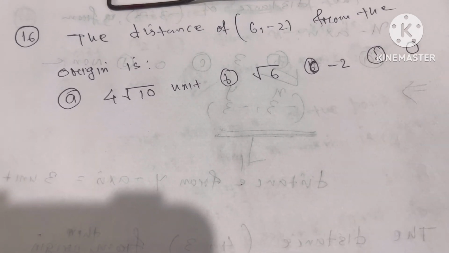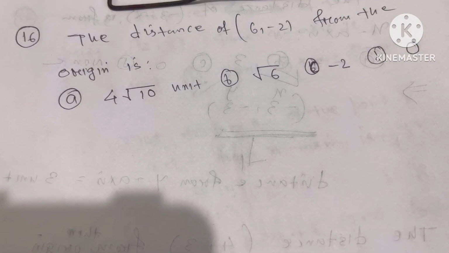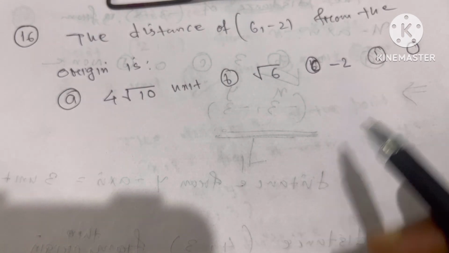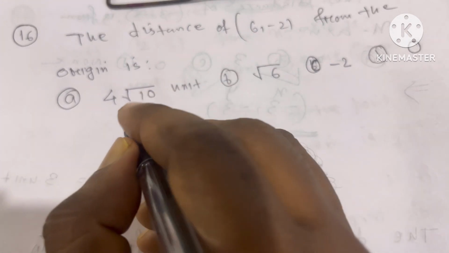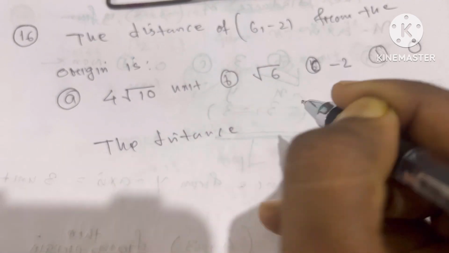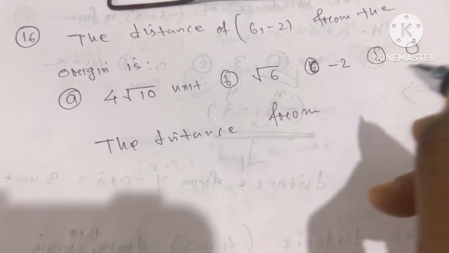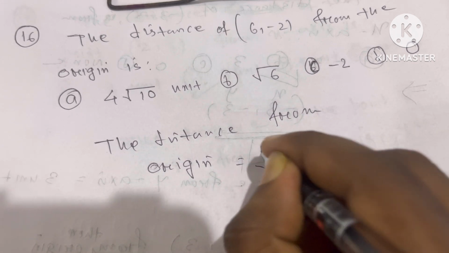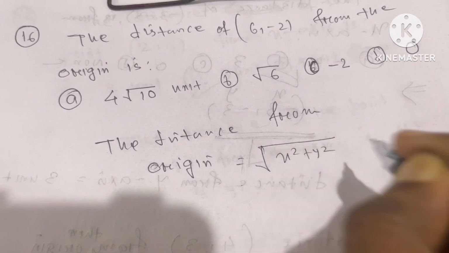So this question is the same as question number 15. The distance of 6, minus 2 from the origin is: 2 root over 10 unit, root over 6 unit, minus 2 unit, and 0 unit. So in the same way, you need to find the distance. The distance from the origin is equal to what? Under root of x square plus y square.